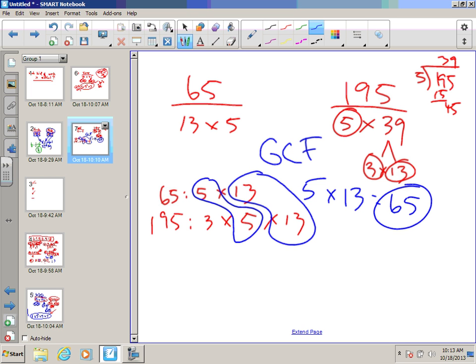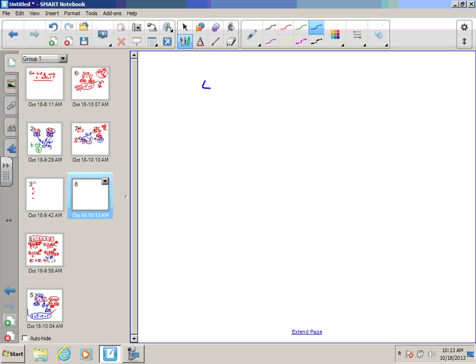Okay, what about 14, 42 and 63? Any guesses? What do you think it's going to be? We know they have 7, right? So we'll just keep that in the back of our mind. 6 and 7.